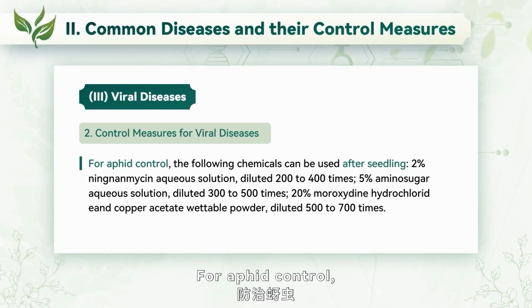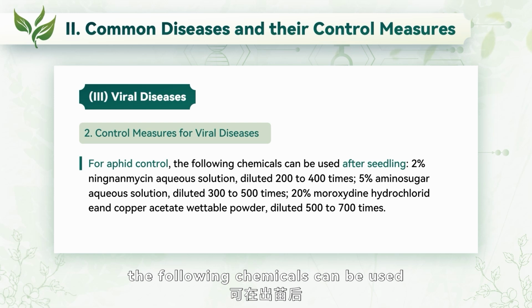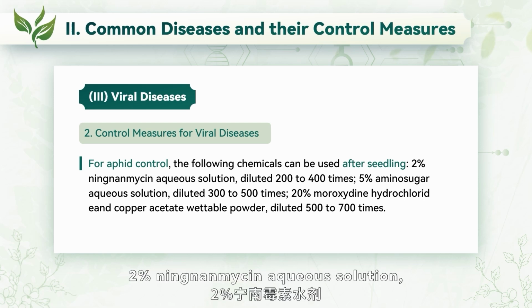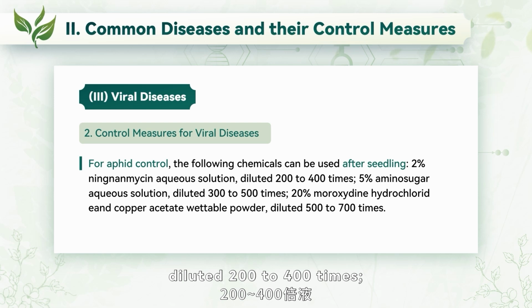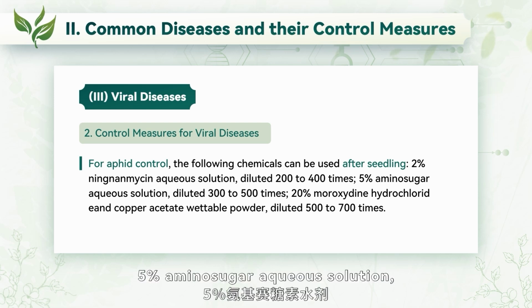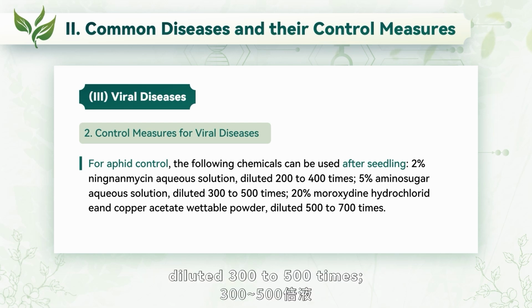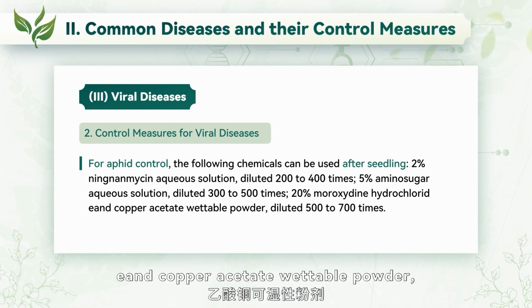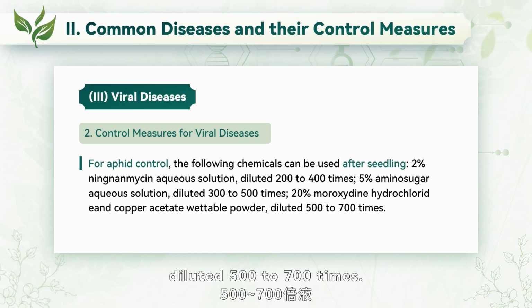For aphid control, the following chemicals can be used after seedling emergence: 2% nanmycin aqueous solution, diluted 200 to 400 times, 5% amino sugar aqueous solution, diluted 300 to 500 times, 20% meroxidine hydrochloride and copper acetate wettable powder, diluted 500 to 700 times.